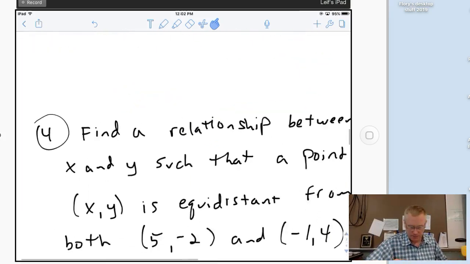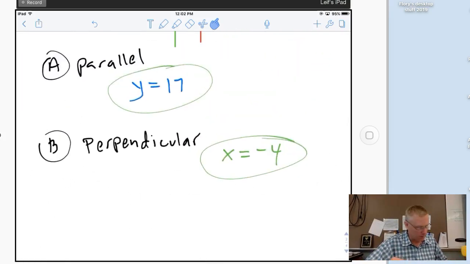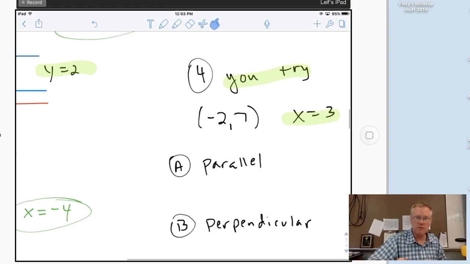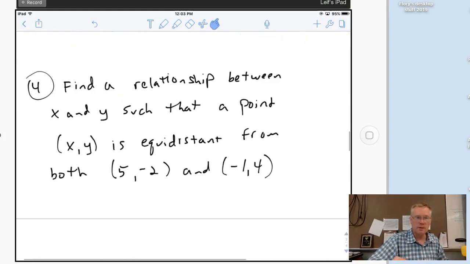The next one, I think I missed one here. The next one's a u-try. All right, so the next one's a u-try, and this is the one right here where the point you have to go through is negative 2, 7, and the equation is x equals 3. All right, and I want you to come up with the parallel line and the perpendicular line for x equals 3 that goes through the point negative 2, 7. All right, there's your u-try, and I'll move on.